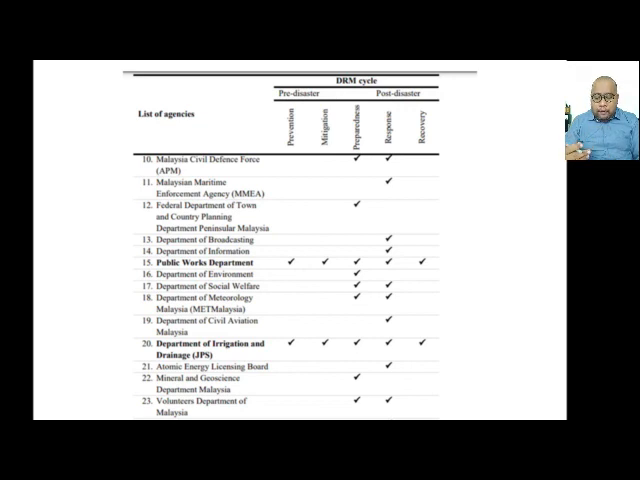And then for the recovery, that means after the flood occurs, JPS will sit down with their community and then try to do some plan to overcome the disaster, supaya disaster tu tak berlaku lagi. So that's how the DRM cycle occurs for the JPS.